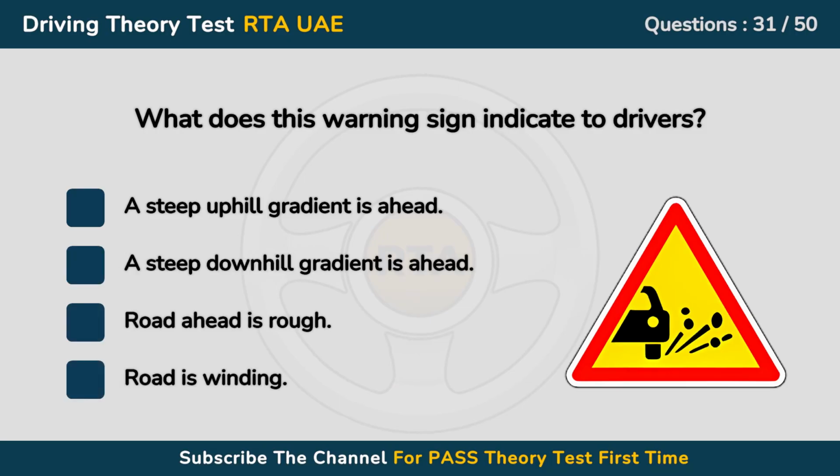Question 31. What does this warning sign indicate to drivers? A. A steep uphill gradient is ahead. B. A steep downhill gradient is ahead. C. Road ahead is rough. D. Road is winding.